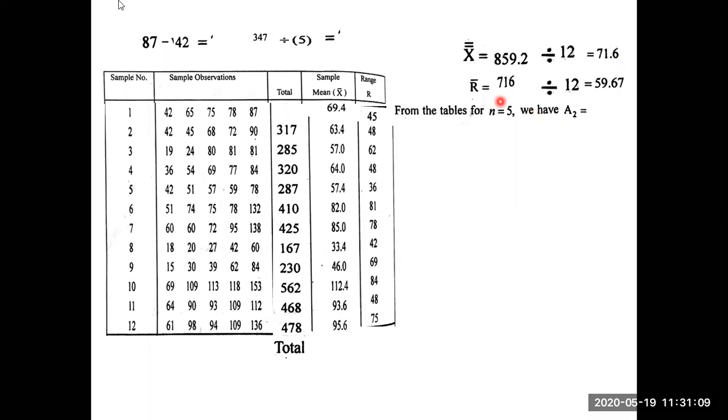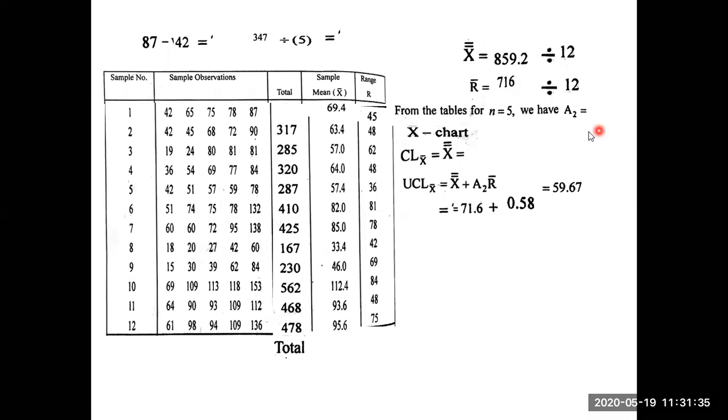So now we have to find out for n is equal to 5, A2 value from the tables is 0.58. X bar chart, control line is x double bar. That means 71.6. Upper control line is x double bar plus A2 R bar. X double bar is this much. A2 is 0.58. R bar is 59.67. Just substitute in this one. You are going to get the value. Similarly, you find the lower control limits.